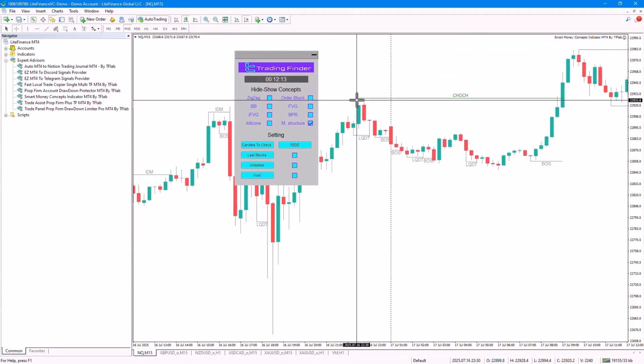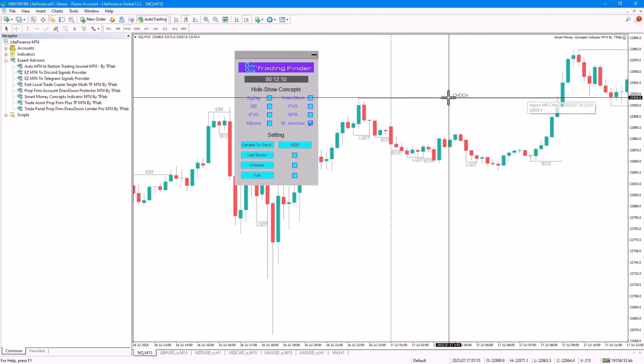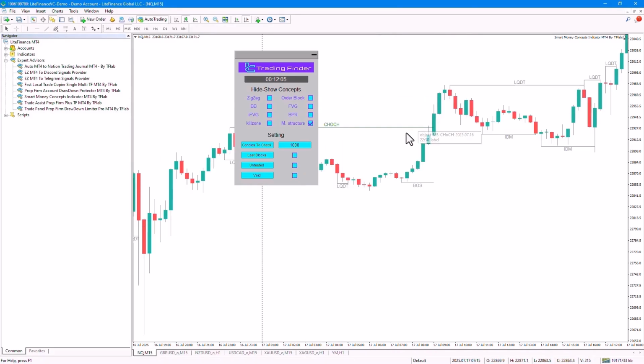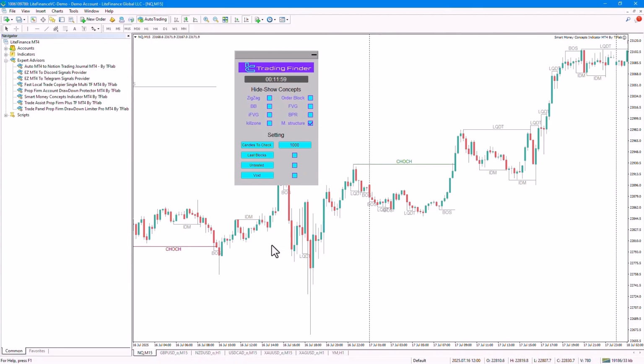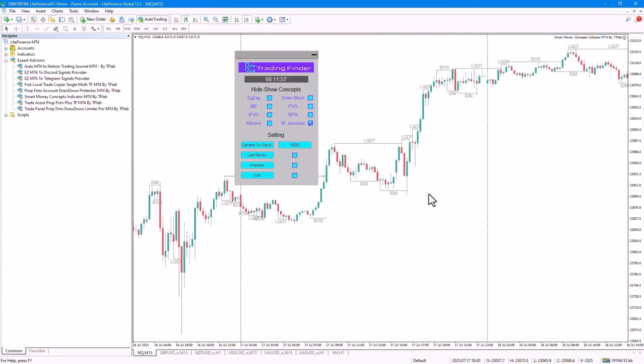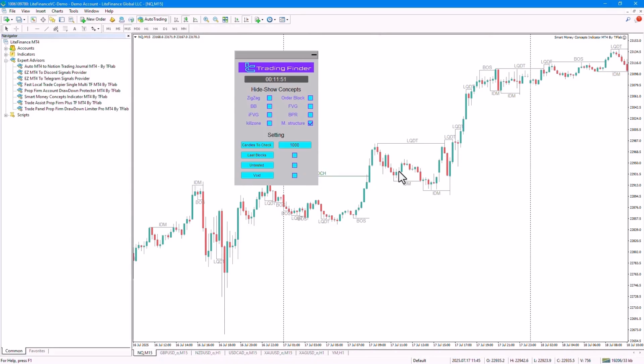When the indicator draws a level for us, for example, here it displays the CHOCH, or change of character level, and if this level is broken to the upside, the price trend shifts from bearish to bullish and enters a long-term trend in this section, as we can see that the price has moved upward after that.